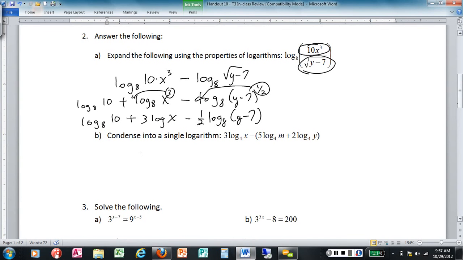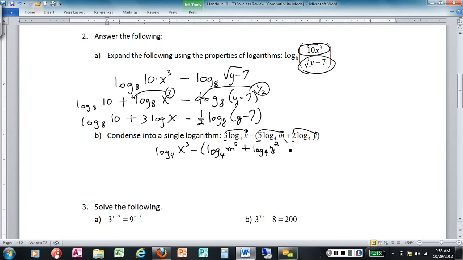Now going the other way is condensing. And yeah, like I said, it's just the reverse of it. One thing we can see on 2b there to condense is, well, if expanding we bring the powers out, condensing means we need to take the numbers in. So these numbers in the front of my logarithms, when I'm condensing, those need to go inside. And where do they go on the inside? Well, they become the powers of the things on the inside. So it'd be log base 4 of x cubed minus parentheses log base 4 of m to the 5th plus log base 4 of y.